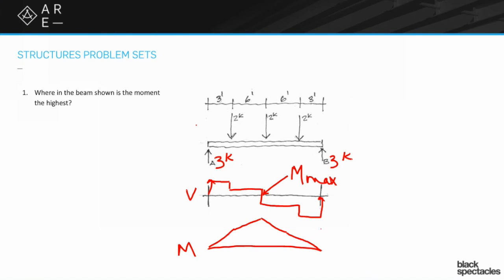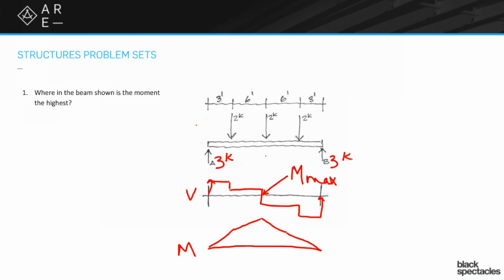So just to be clear, that line probably shouldn't have been so straight looking, but there you go. And one of the ways to think about this that I find useful, not everybody finds useful, so if this confuses you, just forget about it: the slope of the line on the moment diagram is equal to the value of the shear diagram at that moment.